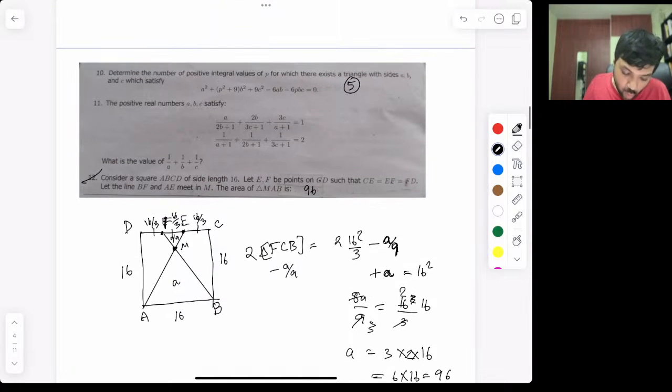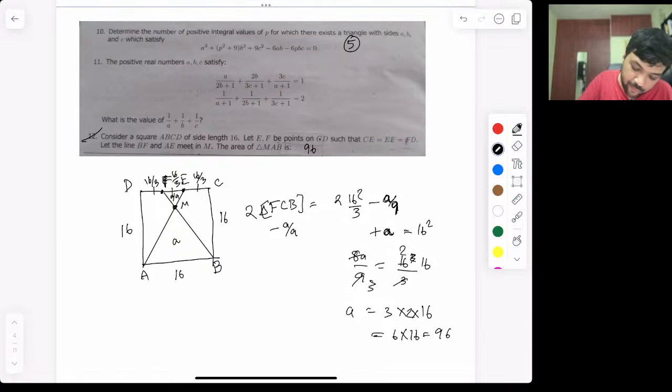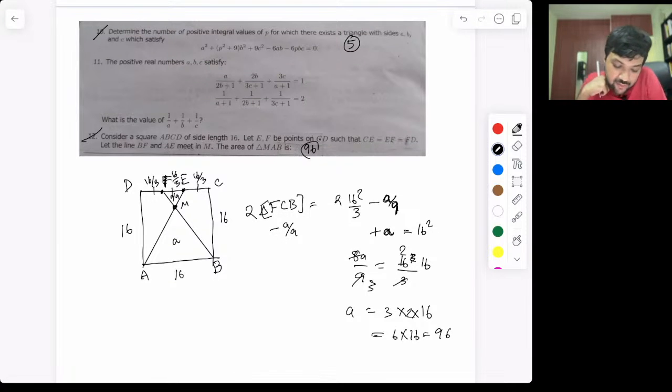Done. Okay, but 11 we didn't do, 10 we did. So let's do 11, looks nice. Positive real numbers A, B, C, sorry if the mic made some noise, I apologize. So the positive real numbers A, B, C have A by 2B plus 1, plus 2B by 3C plus 1, plus 3C by A plus 1 is 1, and 1 by A plus 1, 1 by 2B plus 1, and 1 by 3C plus 1 is 2.